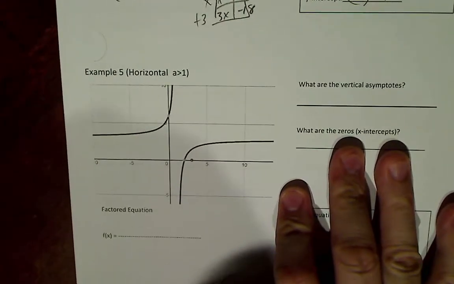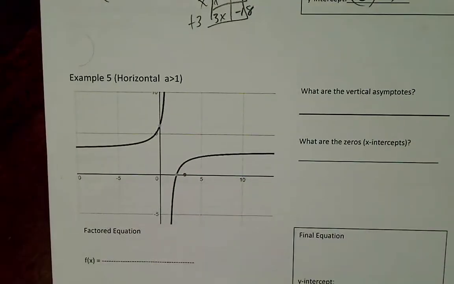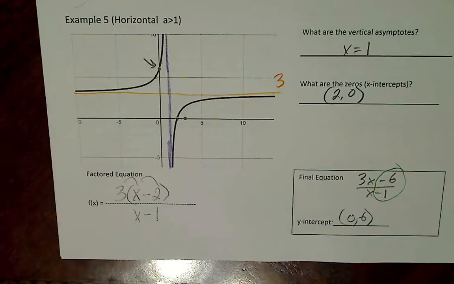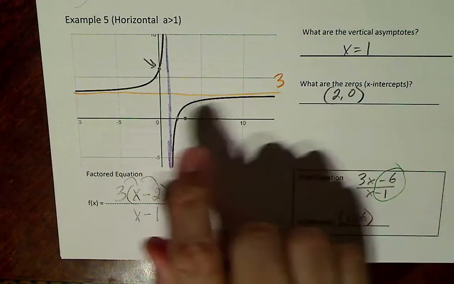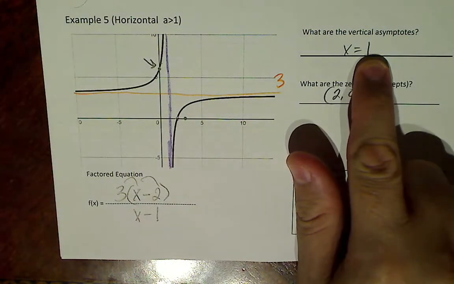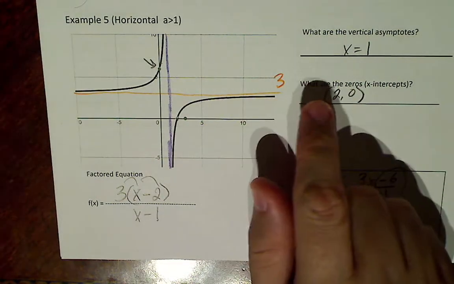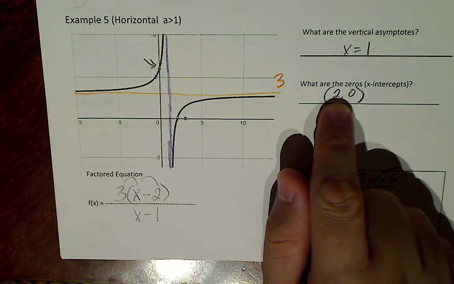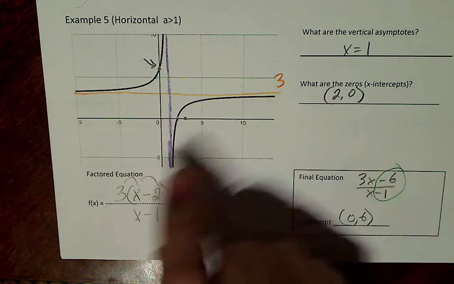Okay, so what happens if your a value is greater than 1? And I'm going to show you what happens on this one. Okay, so try it, and then I'll come back in a second. Okay, so here's what happens. Again, vertical at 1. So my denominator is x minus 1. My 0 x-intercept is at 2. So x minus 2 here.